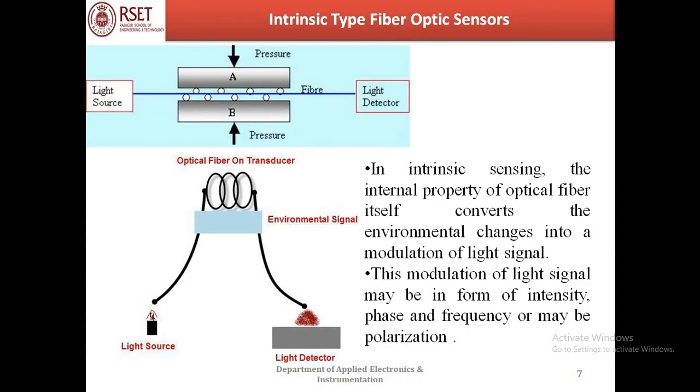The diagram shows an intrinsic type fiber optic sensor. In intrinsic sensing, the internal property of the optical fiber itself converts the environmental changes into a modulation of the light signal. This modulation of the light signal may be in the form of intensity, phase, and frequency, or polarization.